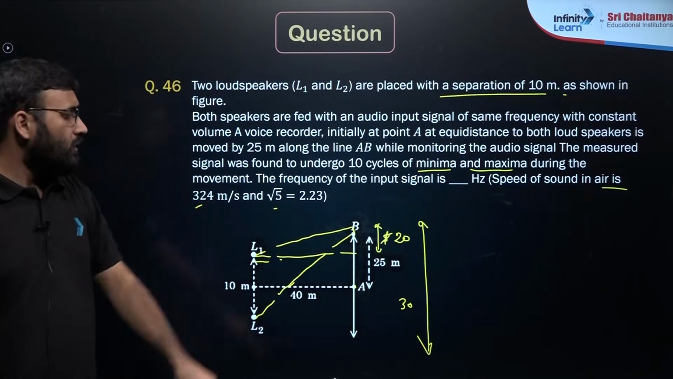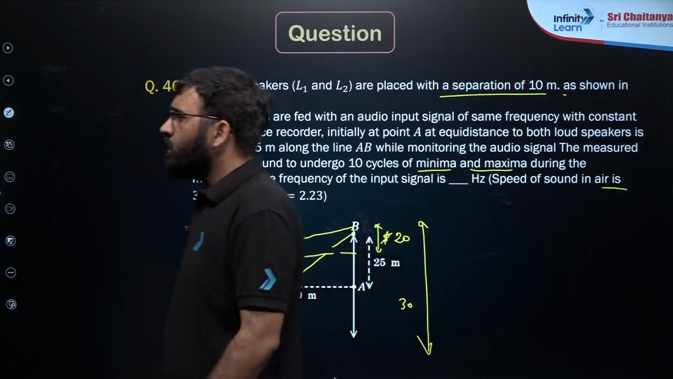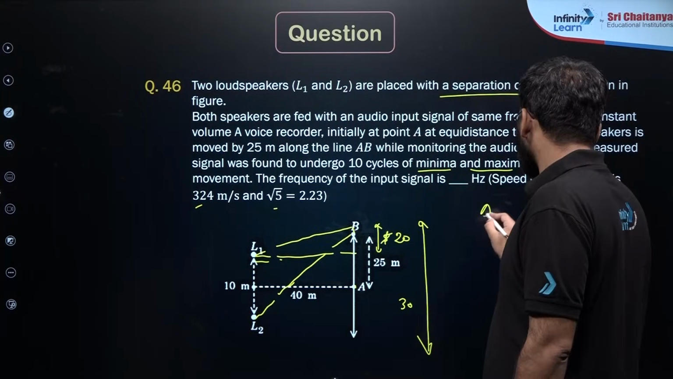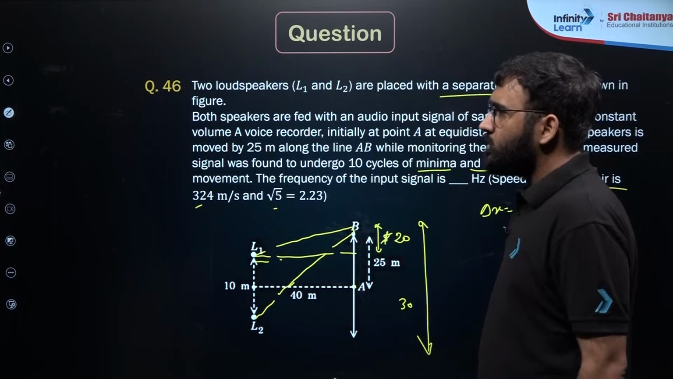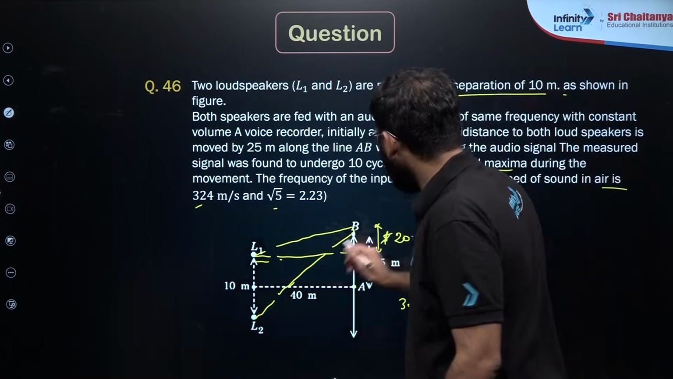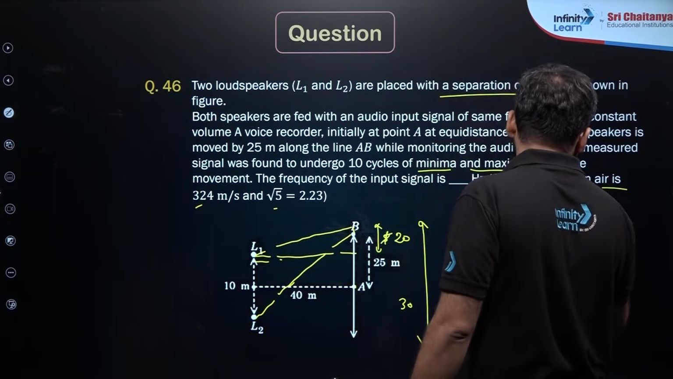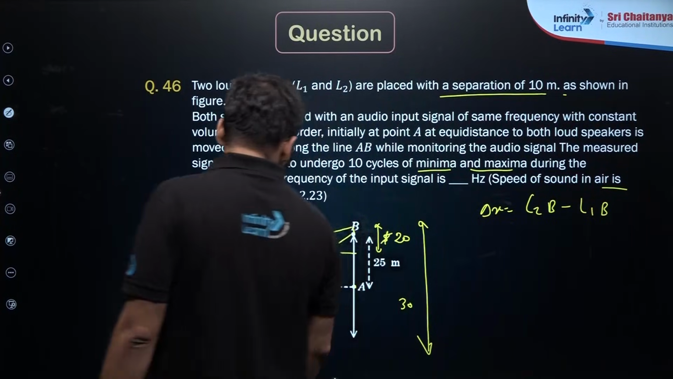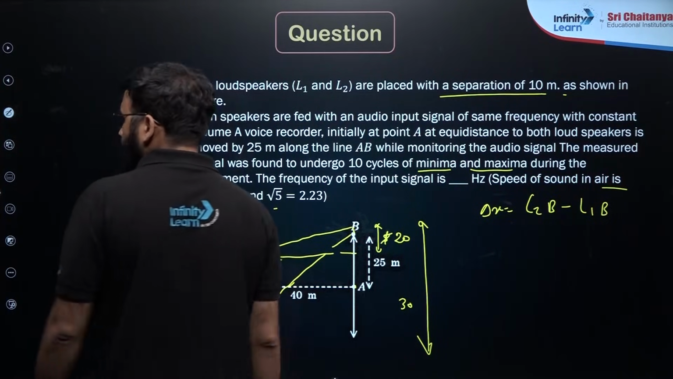At that point it will be at the 10th maxima. Okay beta, so there is the 10th maxima. So just you can find the path difference delta x. For finding the path difference, that is L2B minus L1B. So how can we find L2B and L1B? Just make one triangle and you can easily get this.